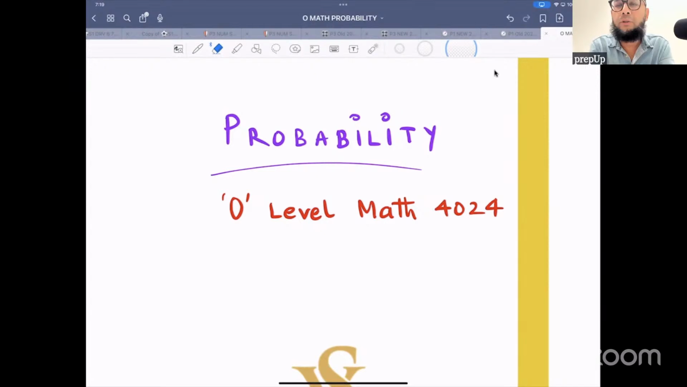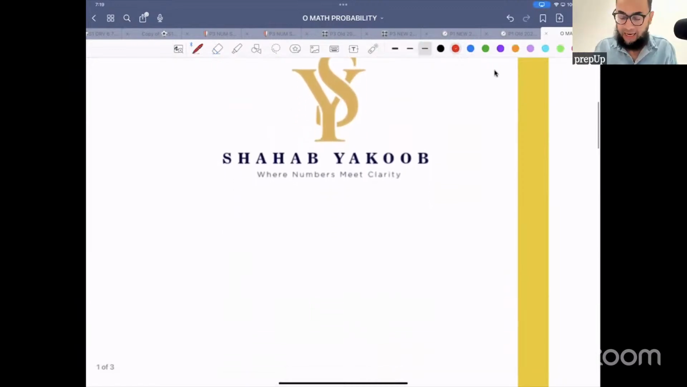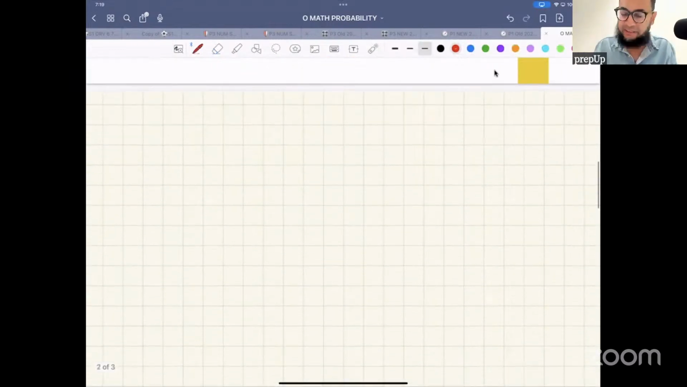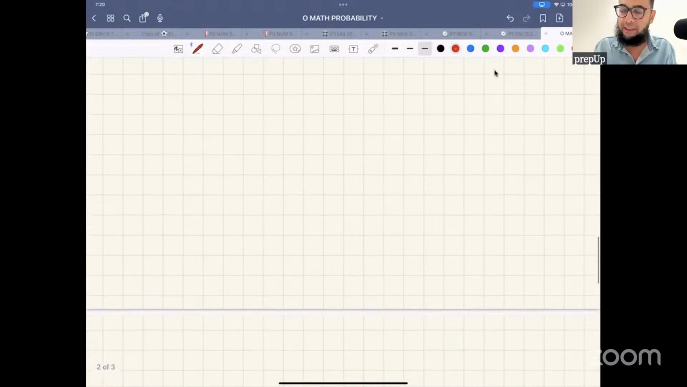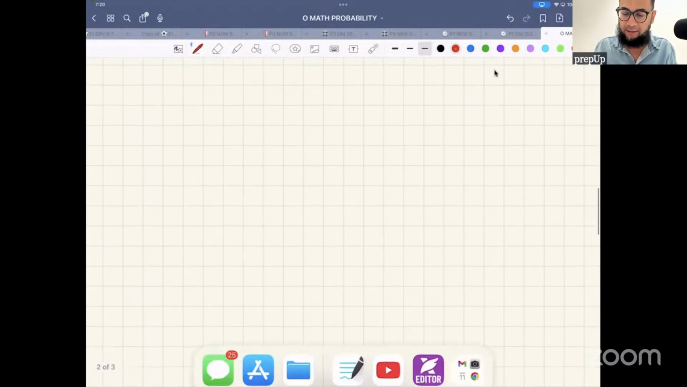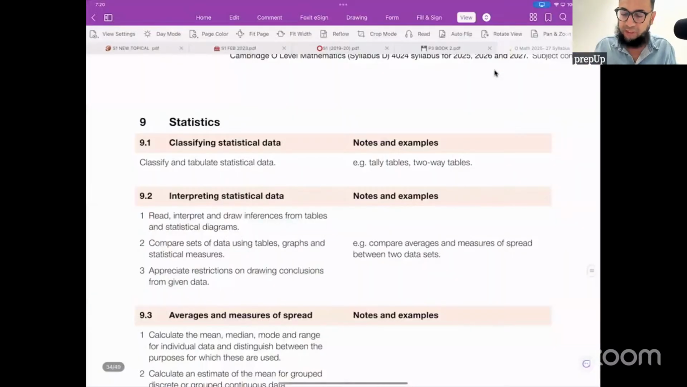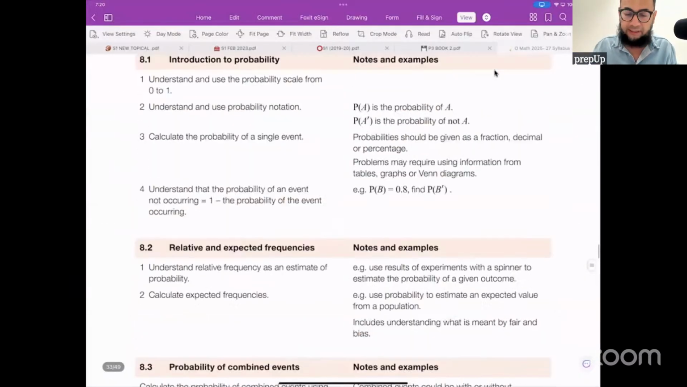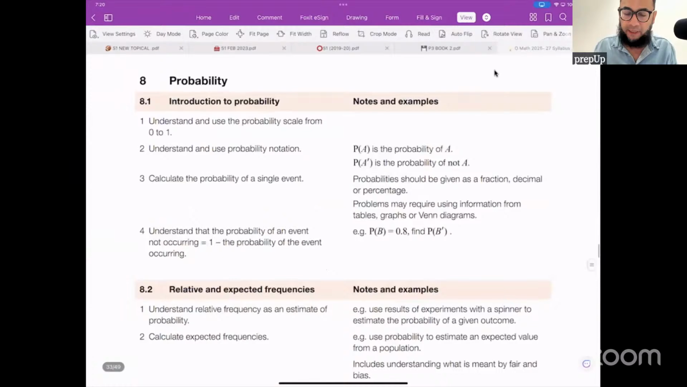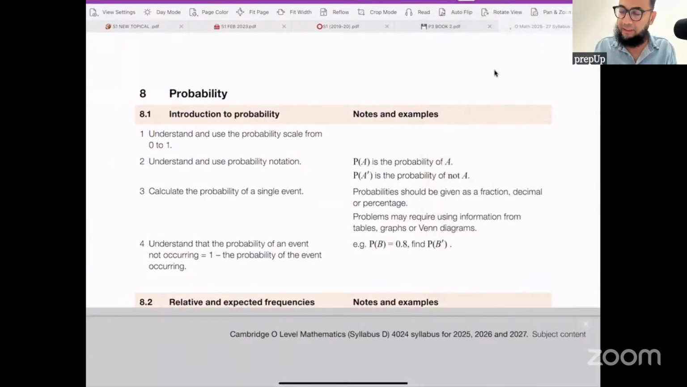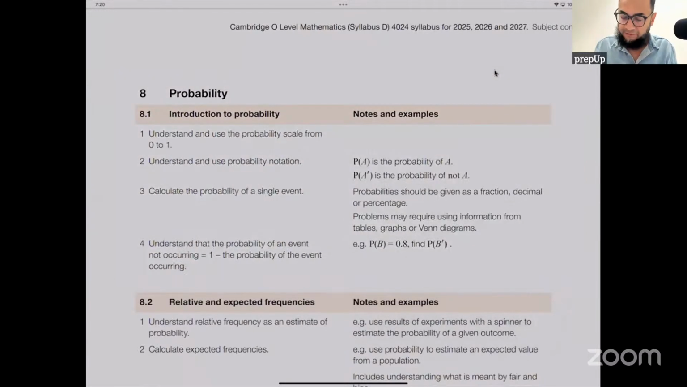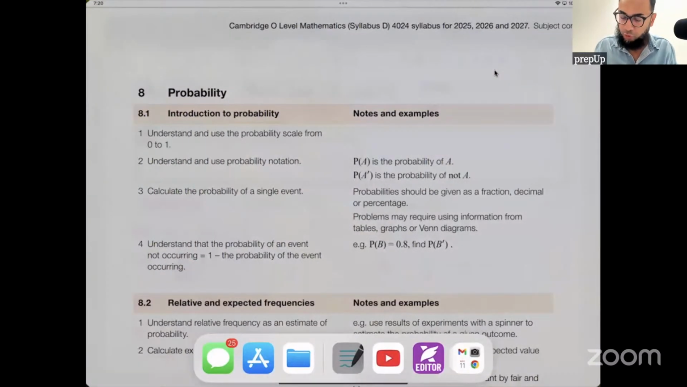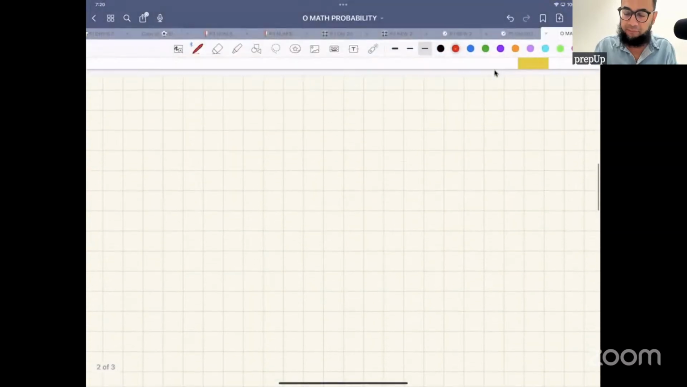O-level math 4024. And what exactly is there in probability? So the first thing is, let's go over the syllabus and let me just get the syllabus from here. So this is topic number 8. Let me just capture the images. That is the first thing that we see over here. And let me paste it over here.